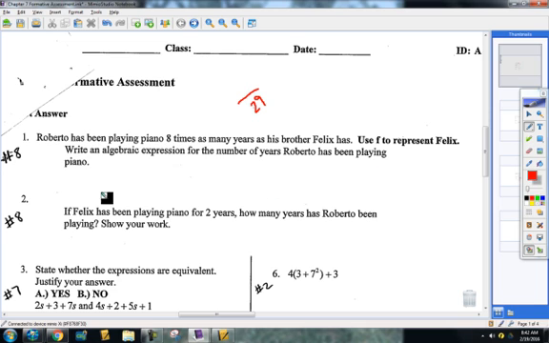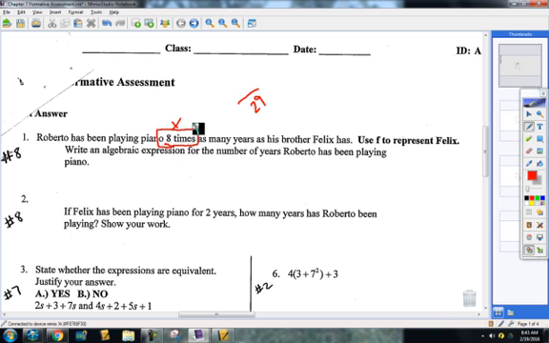Okay, number 1. Notice the learning targets are already on there for you. Roberto has been playing piano 8 times as many years as his brother Felix has. Whenever you see 8 times, what operation are we talking about? We're talking about multiplication, right? Because if his brother's been playing 1 year, he's been playing 8 years. If his brother's been playing 2 years, then he's been playing 16 years. Okay? 8 times as many.